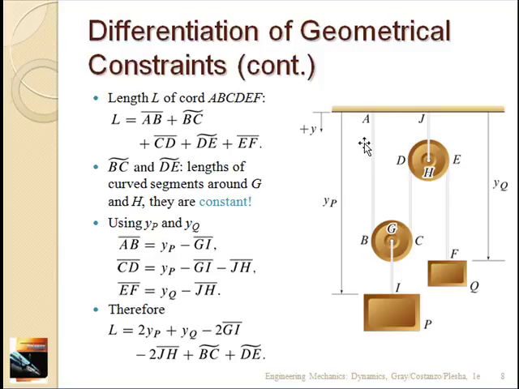So the distance AB is yP minus this distance IG. And the distance CD is the distance yP minus IG minus JH. JH is this up here. And the length EF is yQ minus JH. So L, from up here, can be written as twice yP plus yQ minus 2 GI minus 2 JH plus these pulley half circumferences.